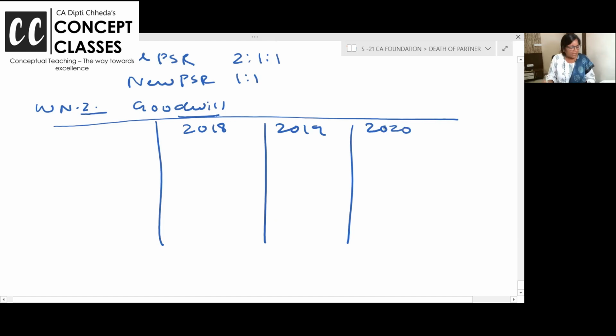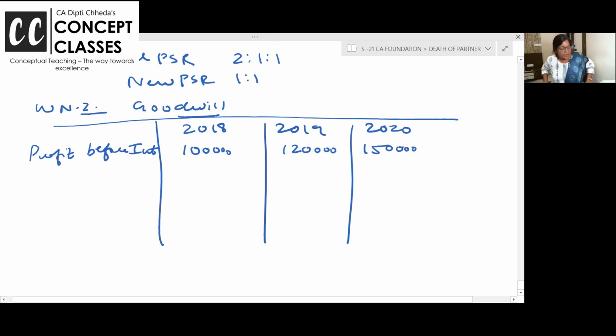2018, 19 and 20. What are the profits? They have given before interest. Profit before interest: 1 lakh, 1,20,000, 1,50,000. 1 lakh, 1,20,000 and 150, these are the profits before interest.